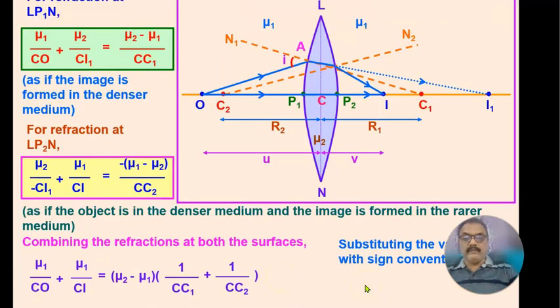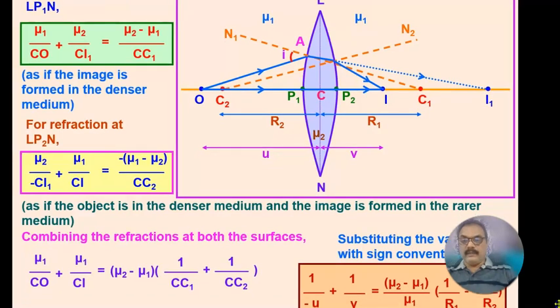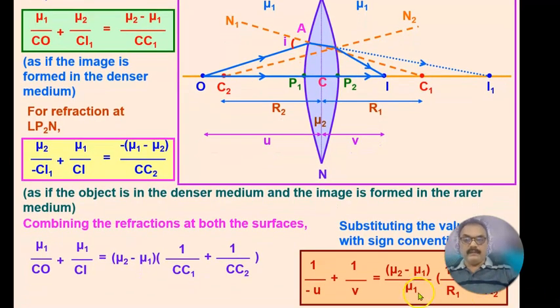You will get this equation using sign convention. The final image is going to form here. So the final equation is 1 by minus u plus 1 by v is equal to (mu2 minus mu1) by mu1 into (1 by r1 minus 1 by r2).